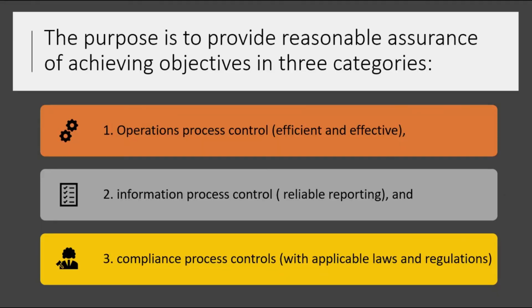The purpose of internal control is to provide reasonable assurance of achieving objectives in three categories. First is the operation process control. In relation to operations, the enterprise needs to ensure they are efficient and effective. Second is the information process control to ensure there's reliable reporting. Third is the compliance process control to ensure that the enterprise adheres to the laws and regulations.